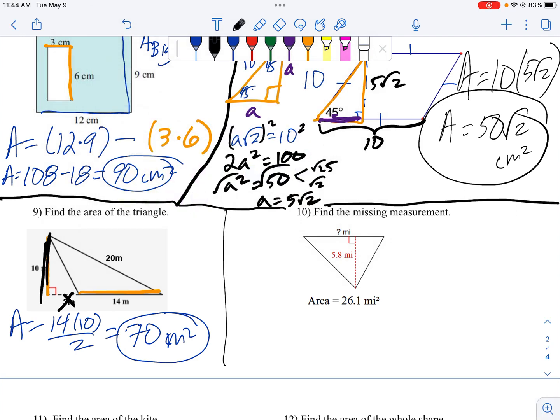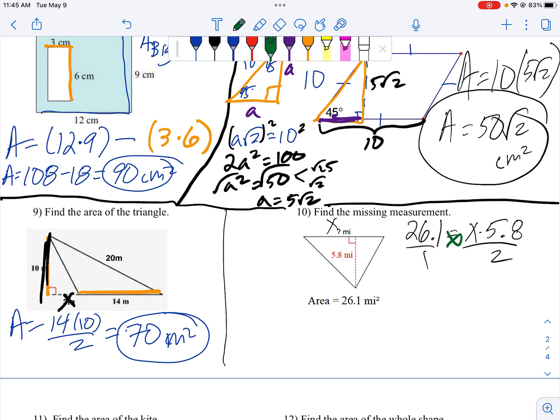Okay, here we go, find the missing measurement. This is another one where I have to work backwards. I know the height, I know the area. I have to work backwards to find the base. So I'm going to say the area, 26.1, equals base, I don't know, times height, so x times 5.8 over 2. Again, I could put this over 1 and cross multiply, or it's the same thing as multiplying both sides by 2.